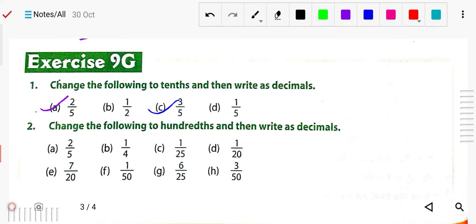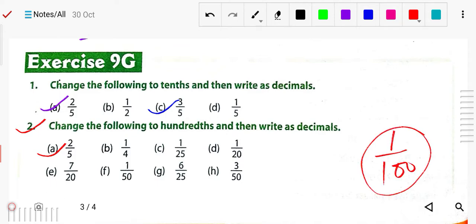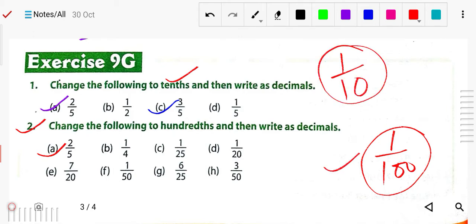Now next, number 2, change the following to the hundredth and then write as decimal. You have to change to the hundredth and then write in the decimal form. Okay, let's solve. Number 1, 2 by 5. In this question we have to change to the hundredth. Earlier it was 1 by 10 because tenth. So now I have to change it to the form of 1 by 100.